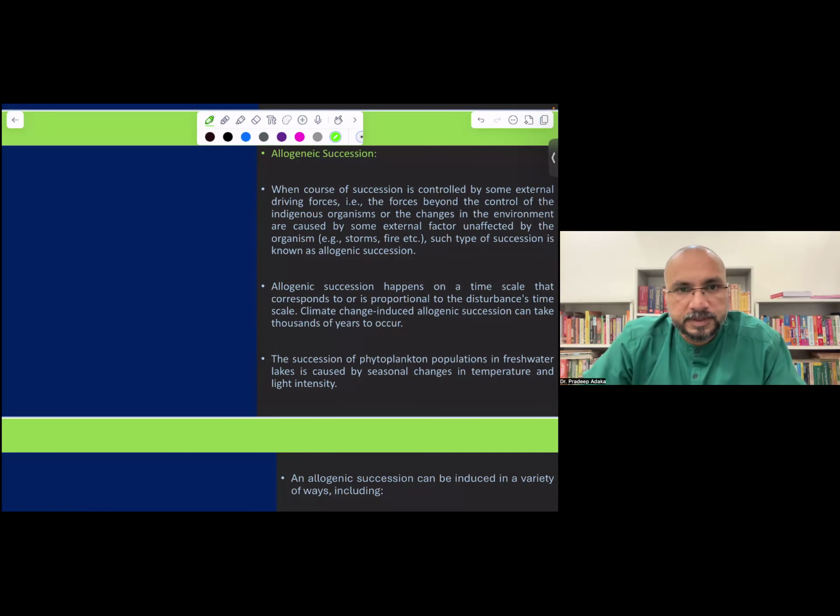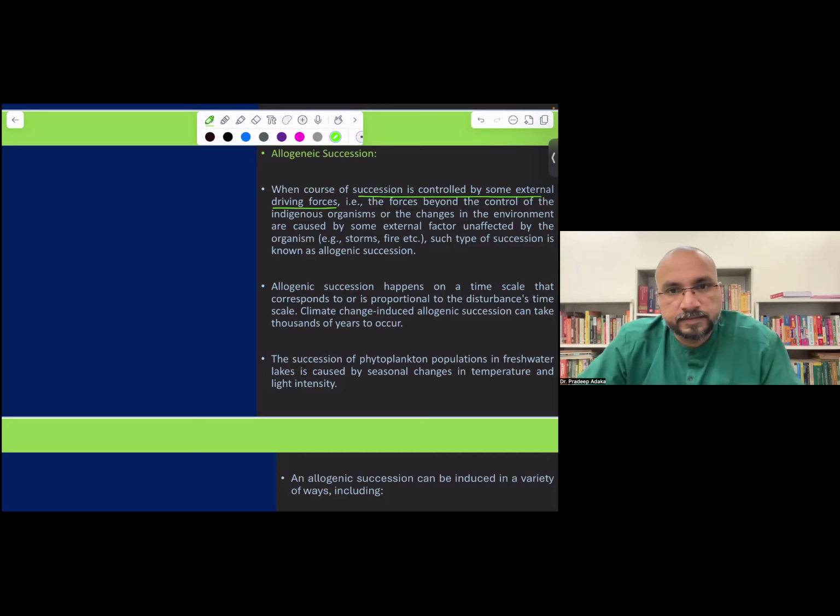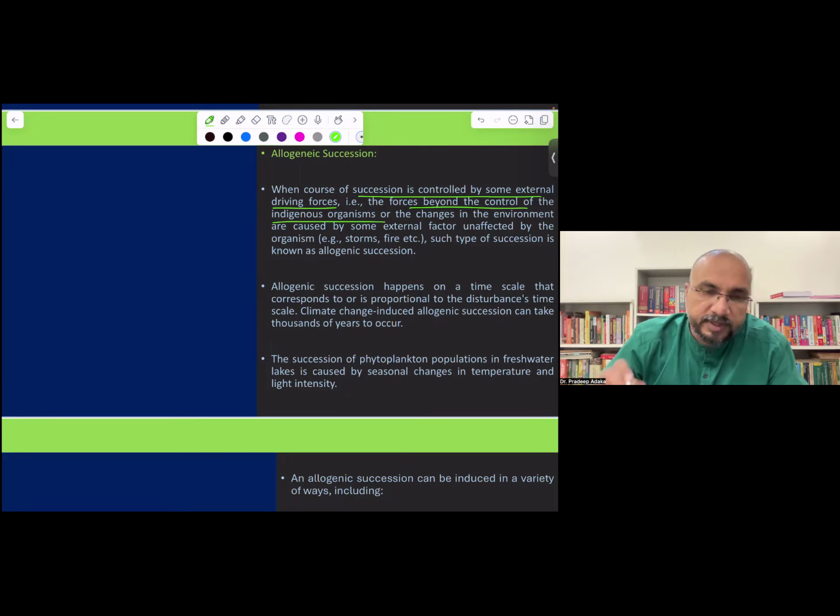So in allogenic succession, the course of succession is controlled by external driving forces, external conditions, forces beyond the control of indigenous organisms. The changes in the environment are caused by some external factors unaffected by the organisms.